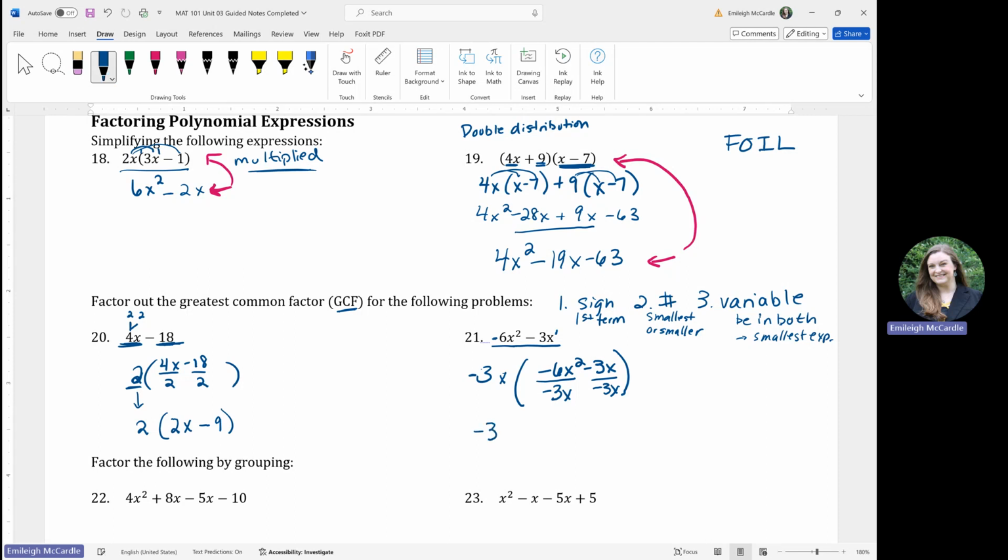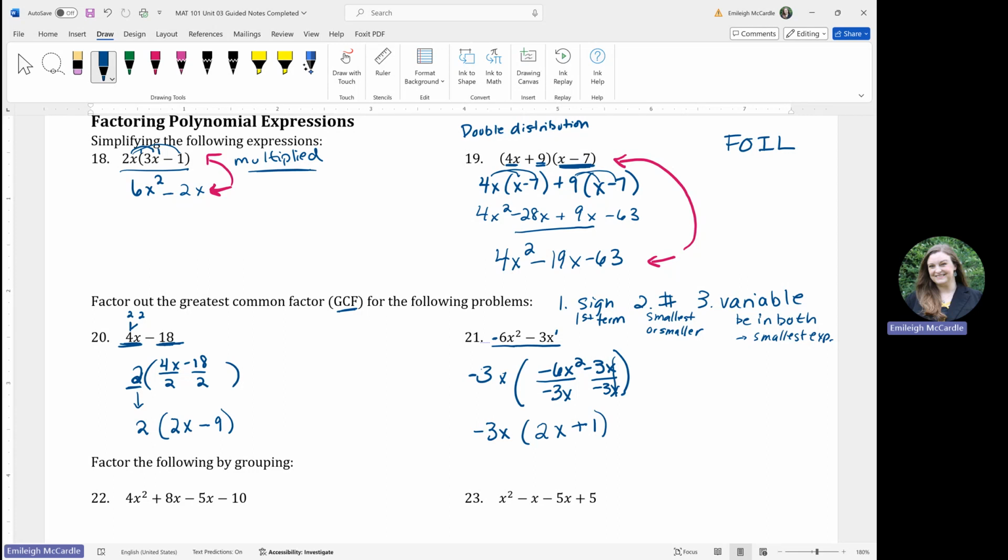This gives us negative 3x, and be very careful with the signs here. Negative 6 divided by negative 3 is 2. x squared divided by x is x. Negative 3 divided by negative 3 is positive 1, and you have to write the 1, and our x's cancel. Okay, I'm going to close this out, and that will be our answer.